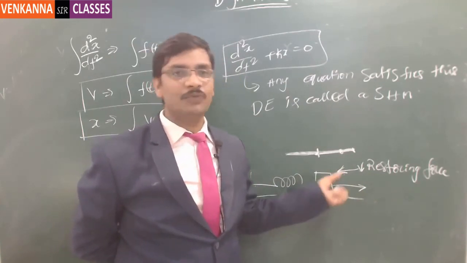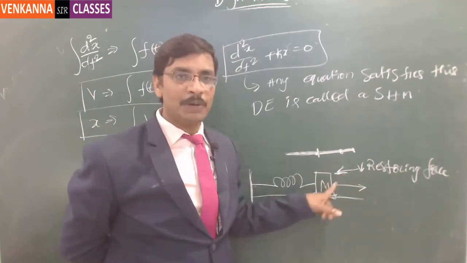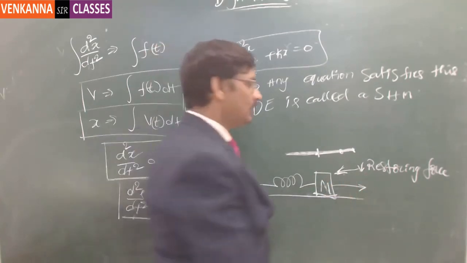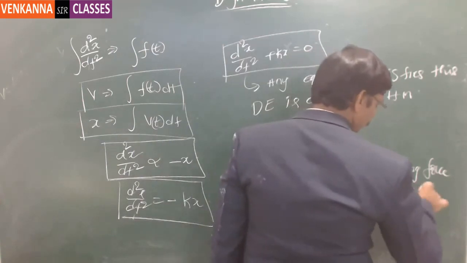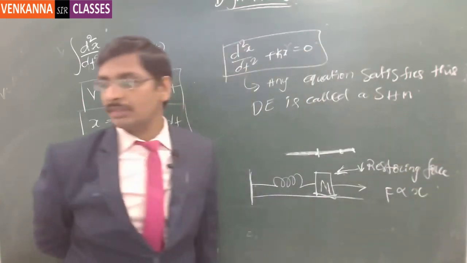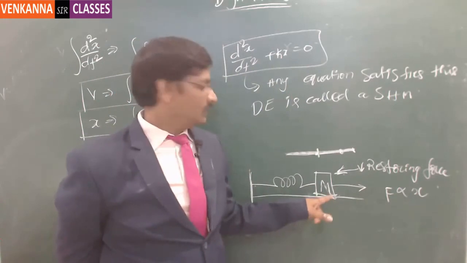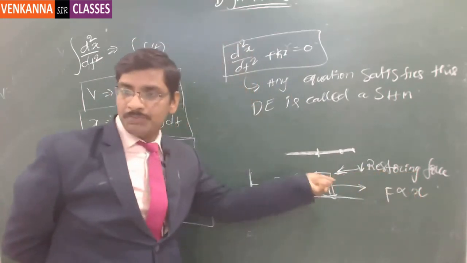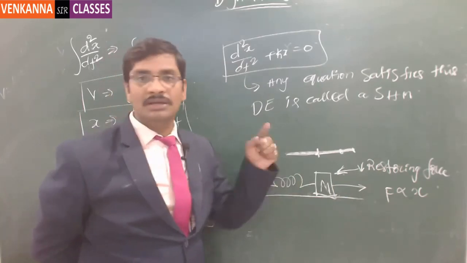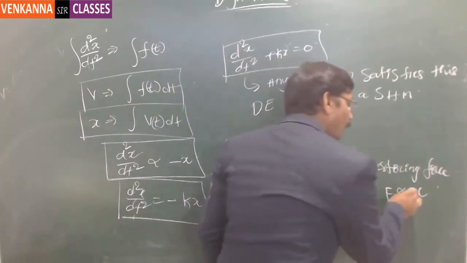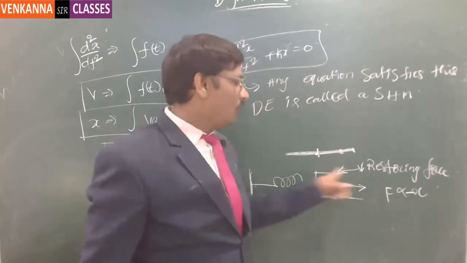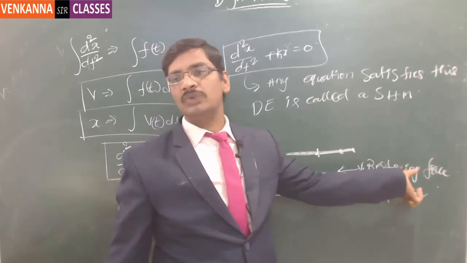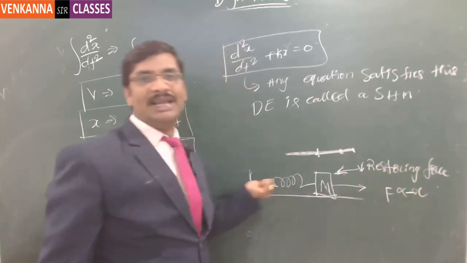That means the force you apply is proportional to the displacement from this location to the other location. That means F is directly proportional to X. And if you notice, when you drag in this direction, the spring pushes back in the opposite direction, so the direction of the force is always opposite to the displacement. When you move in the positive X direction, the force will be in the negative X direction.